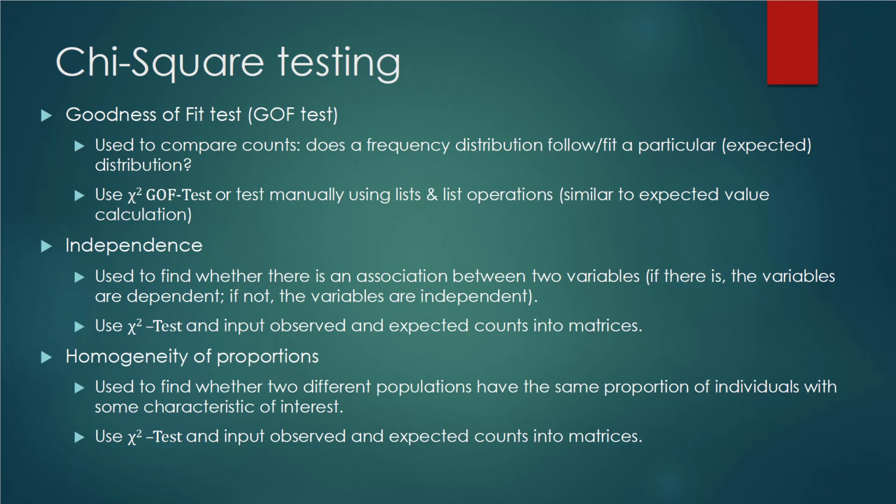So recall, we use homogeneity of proportions when we're trying to find out whether two different populations have the same proportion of individuals with some kind of a characteristic of interest. And it can be difficult to notice when you're supposed to use homogeneity of proportions versus a test for independence if the problem doesn't explicitly ask.